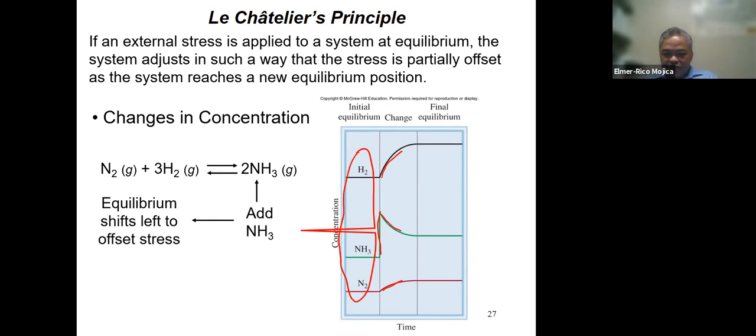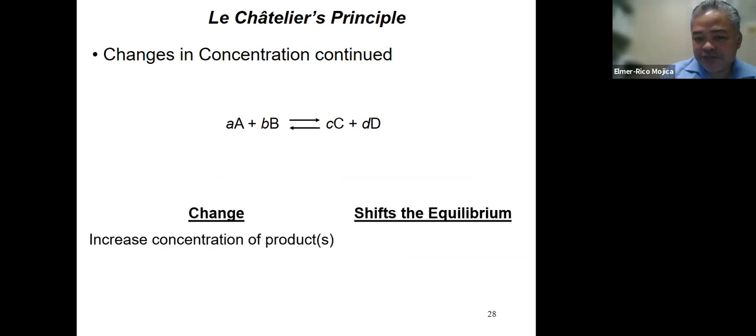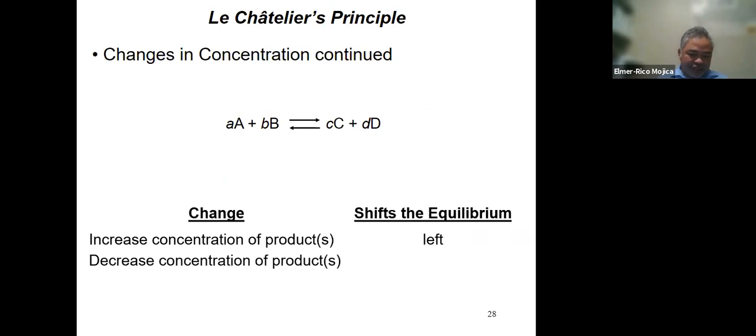So usually, if you're going to look at the effect of concentration, anytime you add something in the reactant or in the product, it will favor the reaction that will utilize the added material. So if you add something in your product, it will favor the backward reaction. If you add something in the reactant, it will favor the forward reaction. If you increase the concentration of the products, the equilibrium will shift to the left. If you decrease the concentration of the products, it will shift to the right.